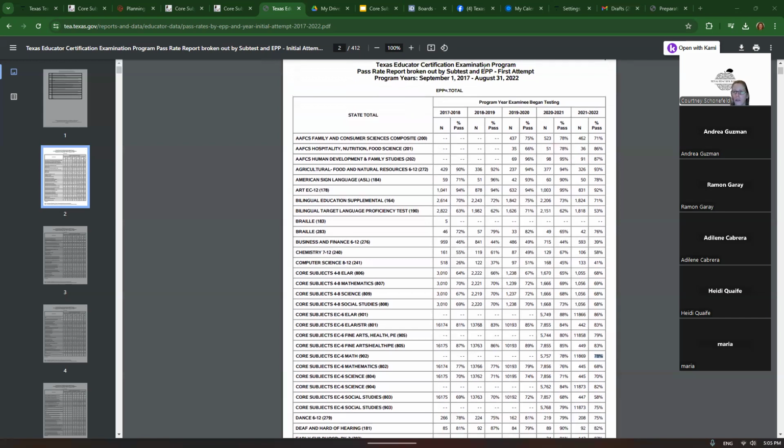These are what's called finishers. These are people that are already teaching. So if we looked at everybody that's not teaching yet, I think these rates would be even lower. That's what I think. But that being said, let's get started so we can actually start our learning.